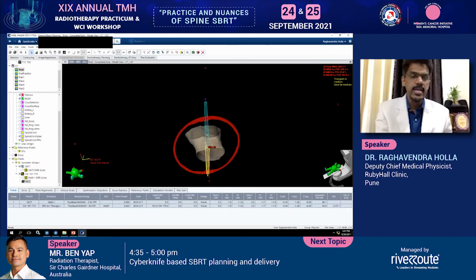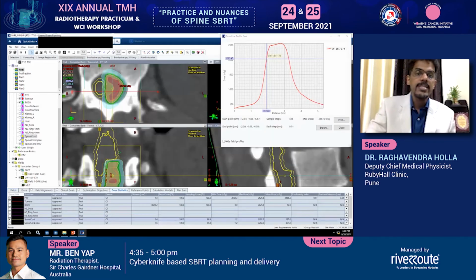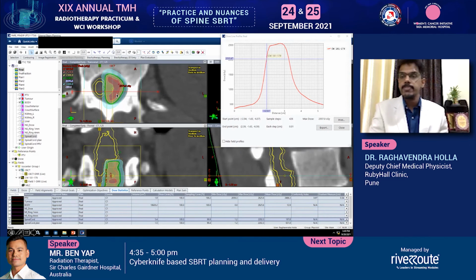This is planned with a single arc with 6 FFF beam energy. And this is the dose distribution of that particular patient. If you see here, I intentionally created a hot spot in this area actually, so that even if there is a small deviation of the patient setup up to 0.5 millimeter or 1 millimeter, this hot spot is not going to be lying on the spine. This is one of the important aspects in the planning.